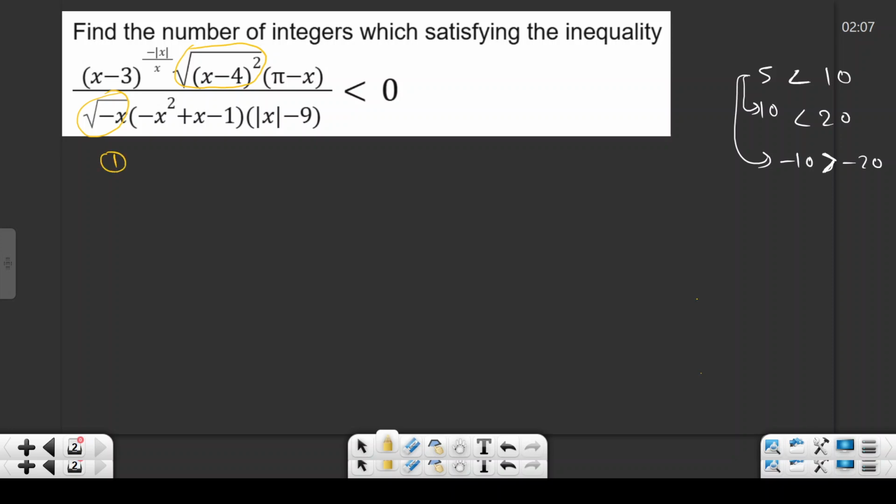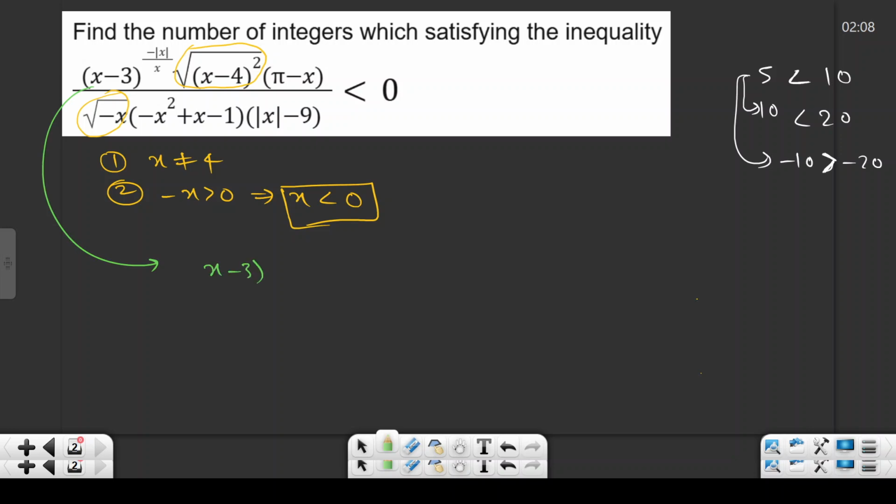So the first condition is x cannot be equal to 4, and the second condition is that the expression written under the square root symbol will always be non-negative, otherwise the square root will not be defined. So minus x should be greater than 0. Now if you multiply by minus 1 on both sides, then you will get x less than 0, right? The sign of inequality will change, so x should be less than 0. Now this inequality will become x minus 3 minus x, mod of x divided by x, and it will be cancelled out.